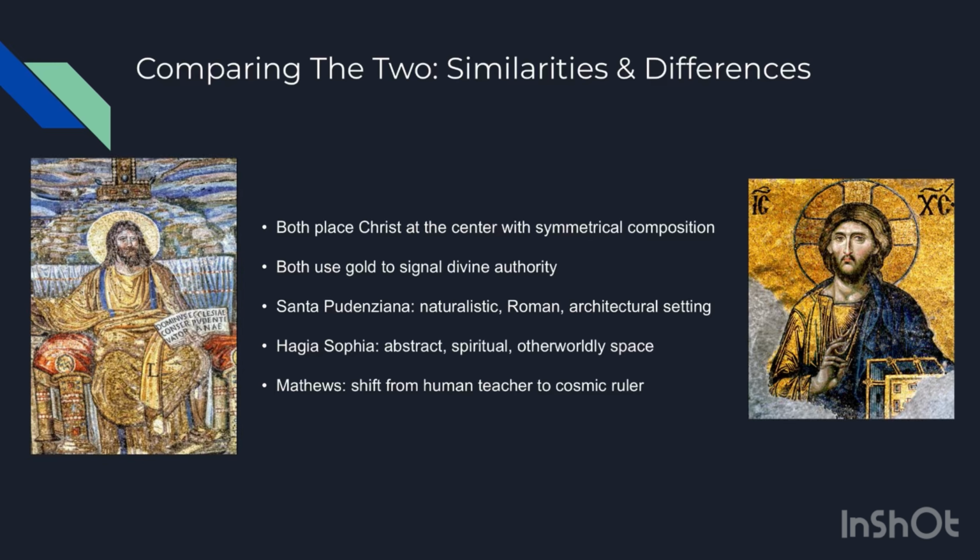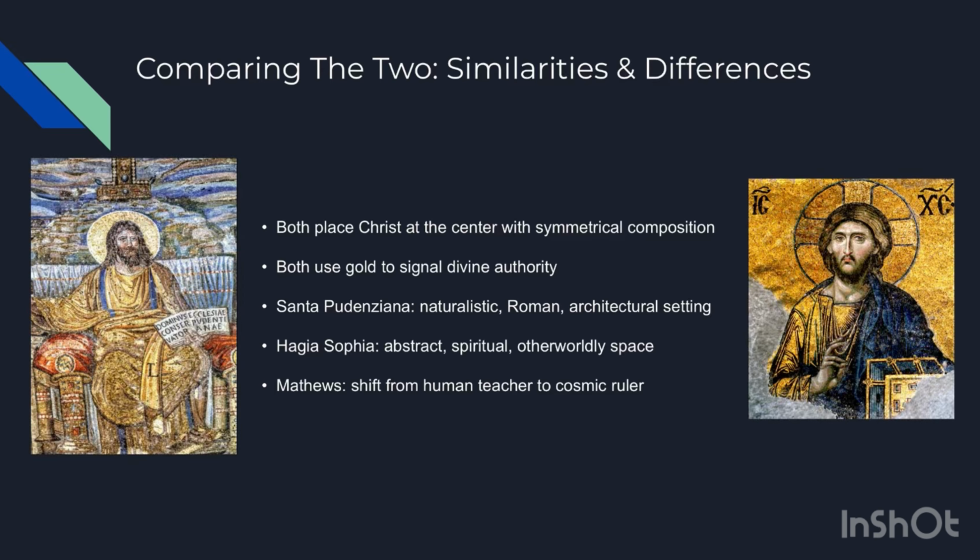When we compare the Santa Pudenziana mosaic to the Hagia Sophia Pantocrator, we see both continuity and transformation. Both works place Christ at the center, using symmetry and frontal poses to convey authority. Both use gold to signal divinity, but the differences reveal a major shift in Christian identity. Santa Pudenziana's Christ is grounded in Roman realism, surrounded by apostles in a recognizable architectural setting. Hagia Sophia's Christ is abstract, otherworldly, and removed from earthly space.